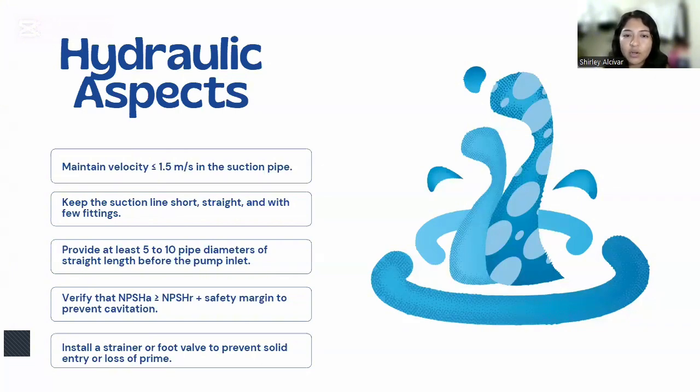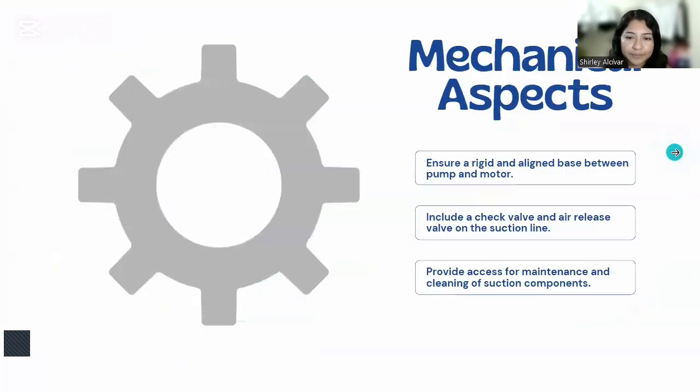It's also essential to make sure that the available suction head is higher than the required suction head to avoid cavitation. Installing a foot valve or a strainer helps prevent solids and keeps the system primed. From a mechanical perspective, the pump and motor must be properly aligned and mounted on a rigid base. The suction line should include check valves and air release valves and allow easy access for maintenance.